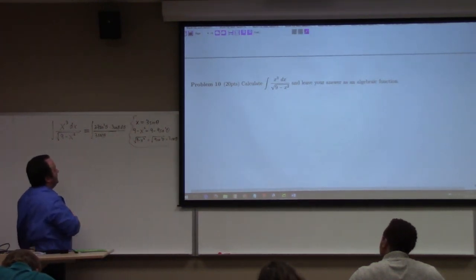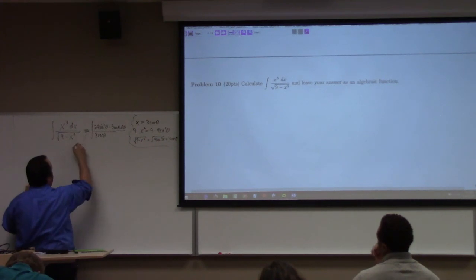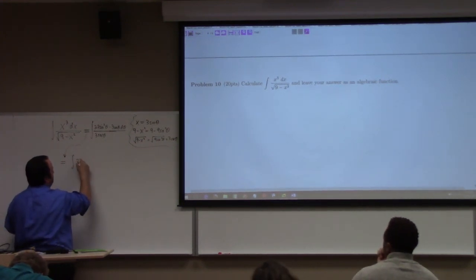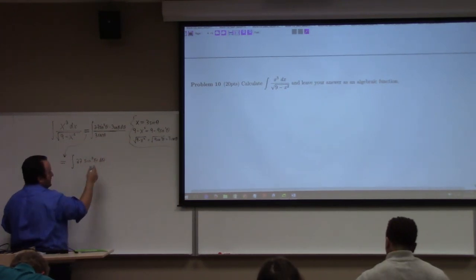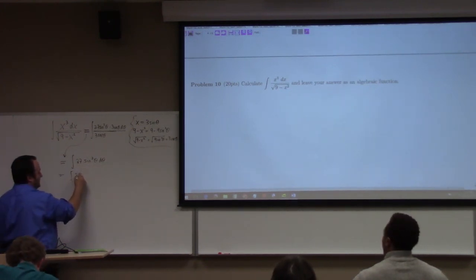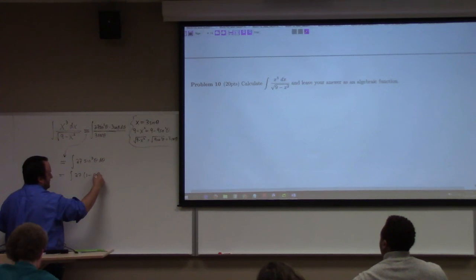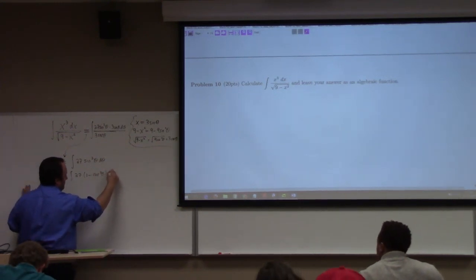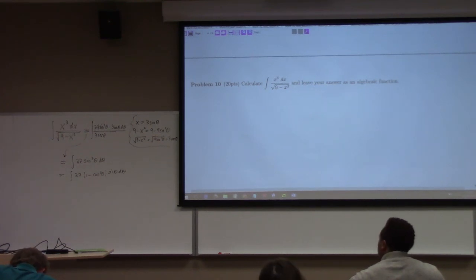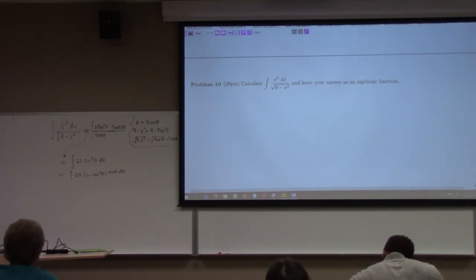So with that, the cosines cancel, and the 3's cancel. We get the integral of 27 sine cubed theta d theta. So how do you do such an integral? As follows: we write it as 1 minus cosine squared theta times sine theta d theta, and we make u equal to cosine theta.